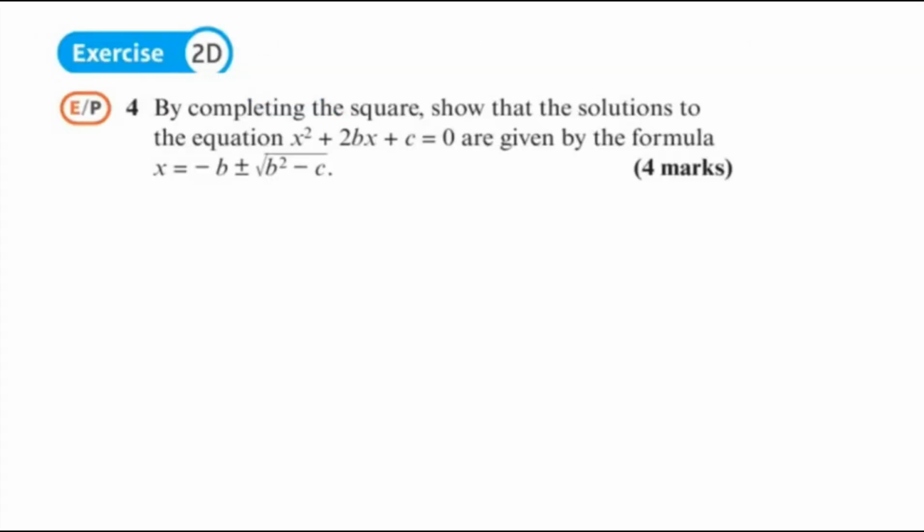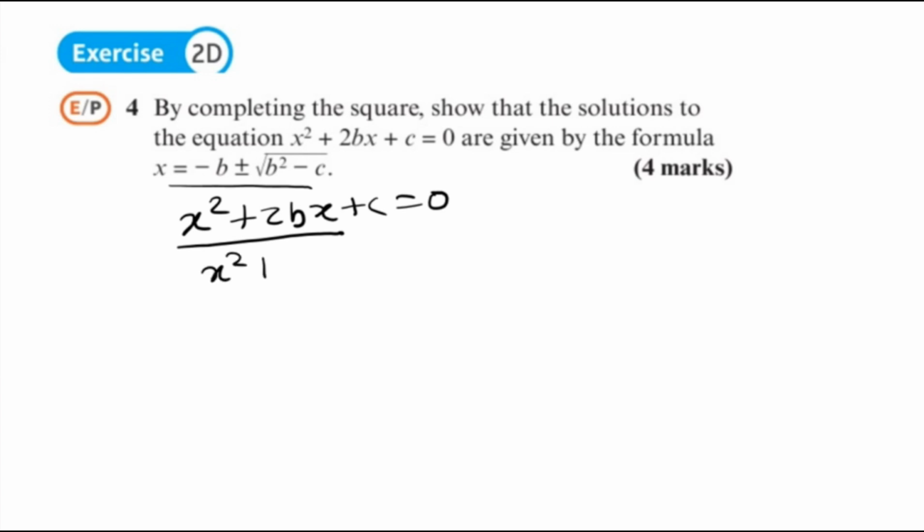Okay. Exercise 2D. By completing the square, show that the solutions to the equation x squared plus 2bx plus c equal to 0 are given by the formula, this one. So I will be finding out the solution for this in the formula, because x is equal to means it's a solution. So x squared plus 2bx plus c equal to 0. I am using the completing the square method for this one. So x squared plus 2bx is equal to minus c.